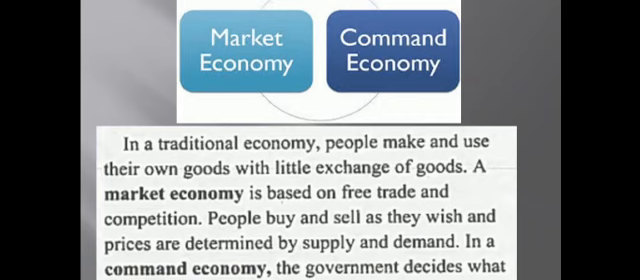But in a command economy, it's different. The government decides everything. The government decides what to produce and what prices will be. I hope you understand.